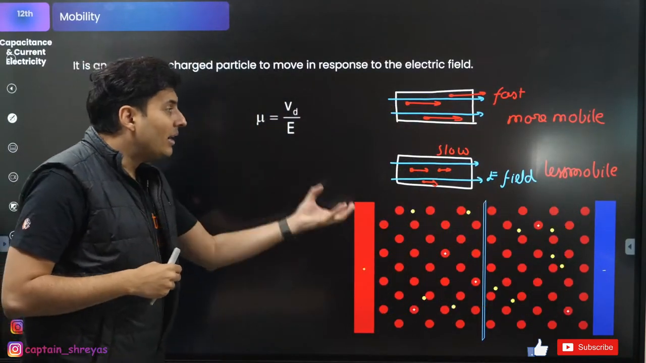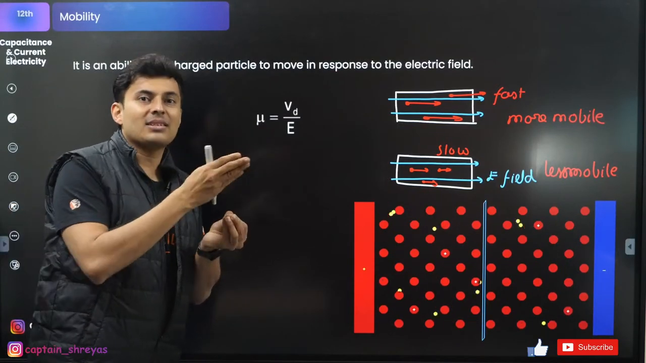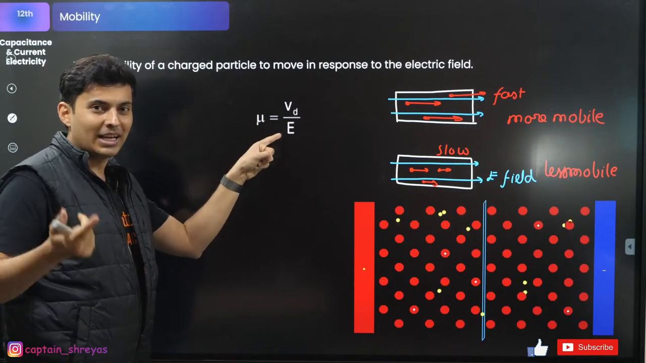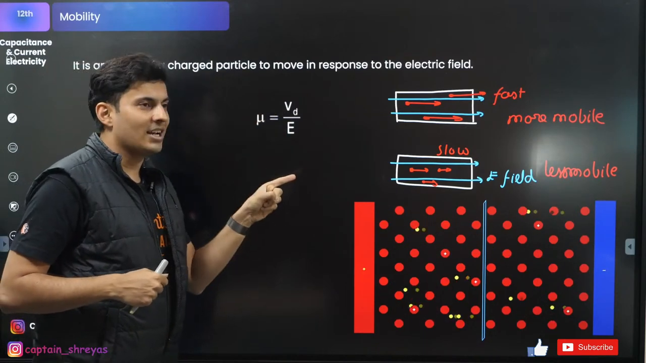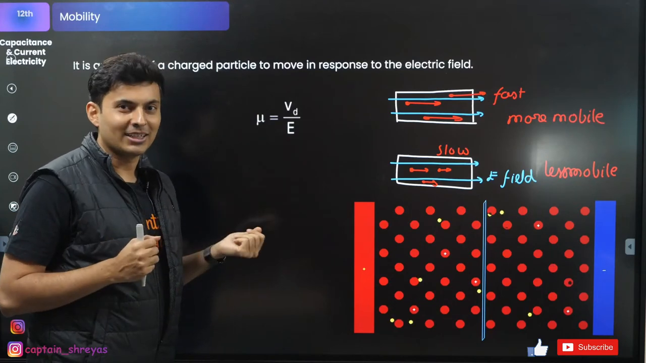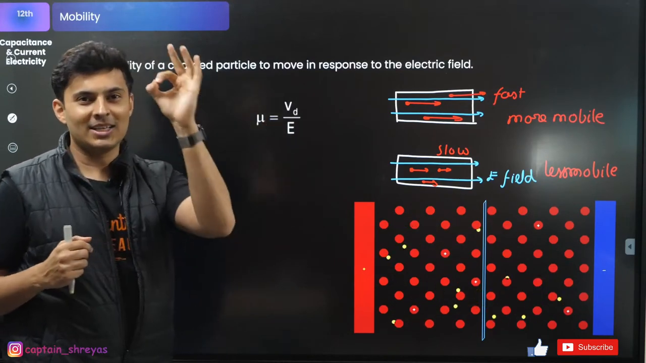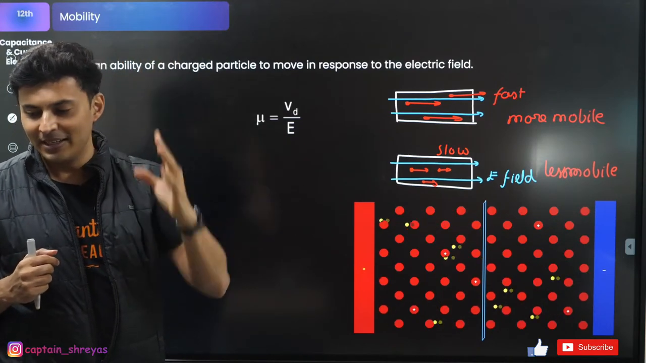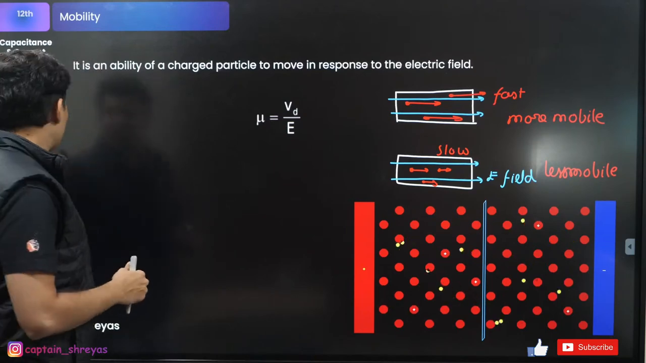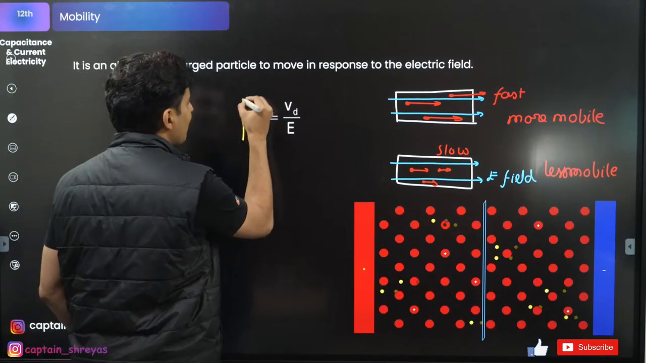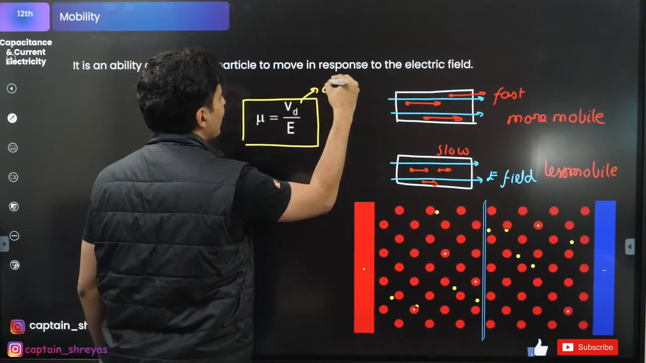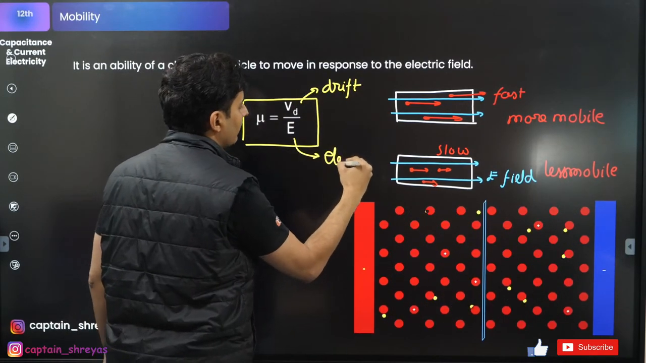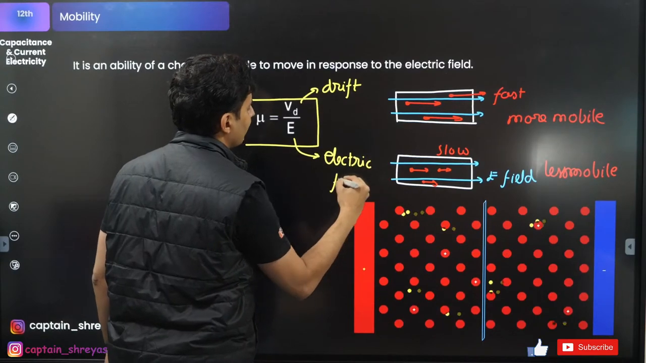So per electric field, how much is the speed of the charges? The electric field is there in the denominator because it is per electric field. And what is the speed of the charges on an average, which is the drift velocity? That ratio is called the mobility. Understood, everyone? So mobility is nothing but the ratio of your drift speed per unit electric field. That's all.